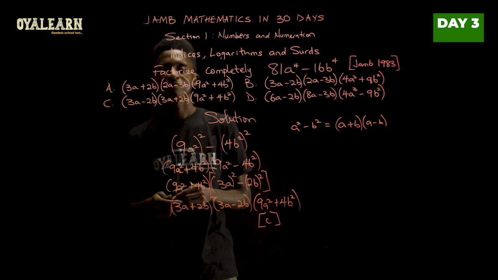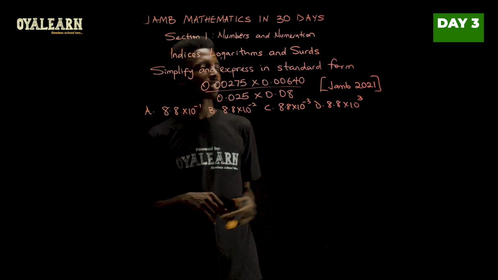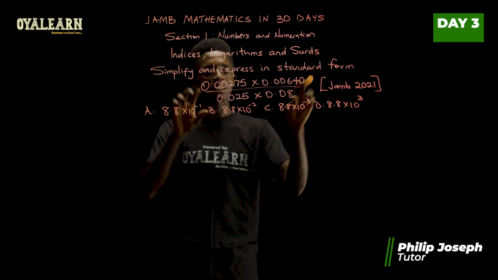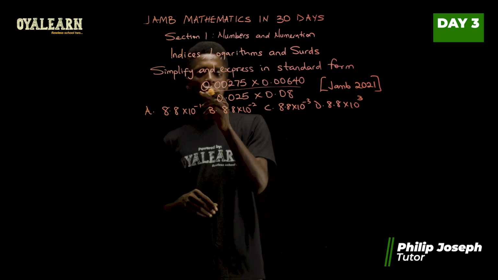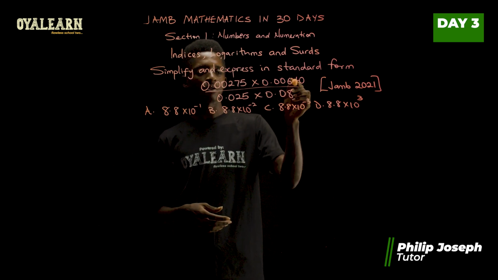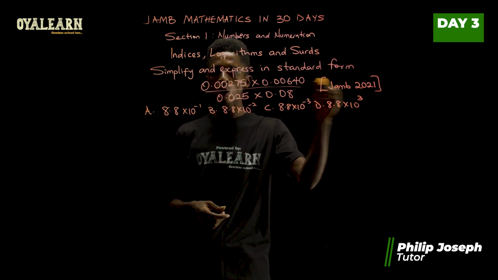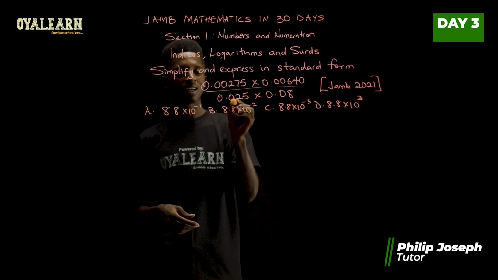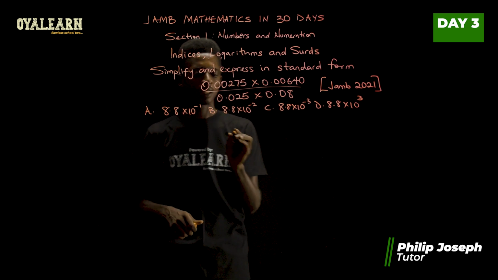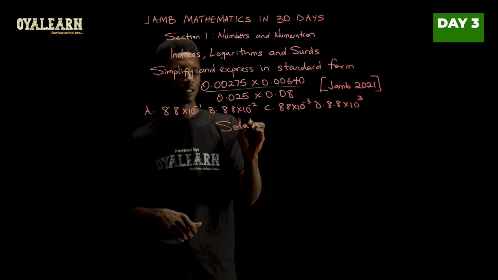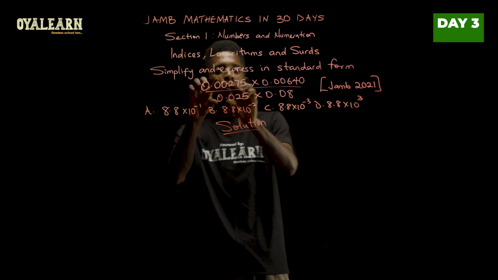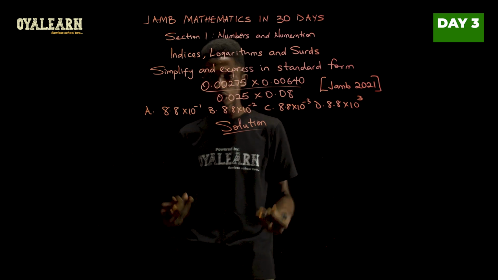There. Let's solve this problem from JAMB 2021, where we have to simplify and express in standard form this expression here. So we have 0.00275 multiplied by 0.00640, all divided by 0.025 times 0.08. Now, to solve this easily, just do to the numerator what you do to the denominator and ensure that what we have here can then be written as whole numbers.